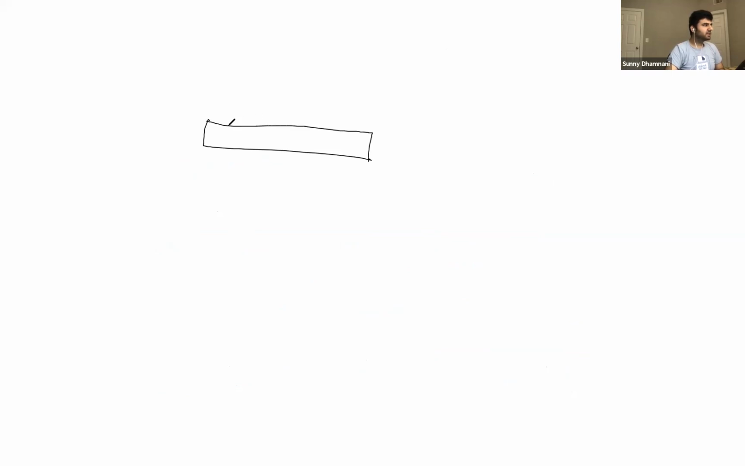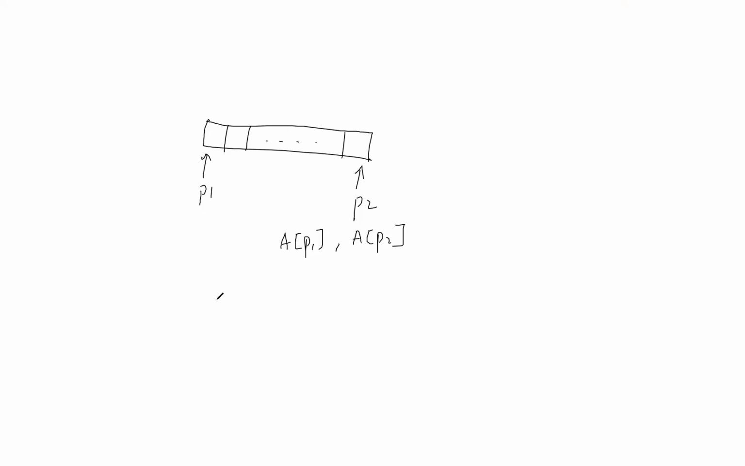So this is my array. This is P1 and this is P2. Now I give you A of P1 and A of P2. Help me write the three or whatever conditions are there. What should I do first? We will compare the values of A of P1 and A of P2. Okay, let me do it for you.